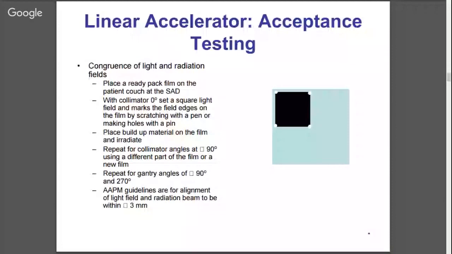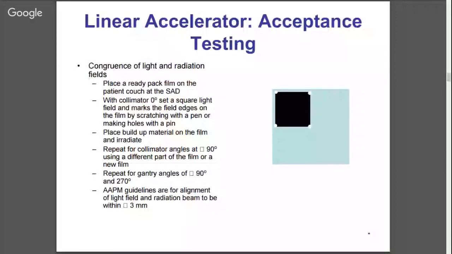Now, it's one thing to check that everything is orthogonal and square and symmetric with the light field, but of course ultimately what we're interested in is that the radiation field is also meeting all these characteristics and these parameters. So if we've used the light field to check that the jaws are orthogonal, we then want to check that if we perform an irradiation, this irradiation field is going to align with the light field.